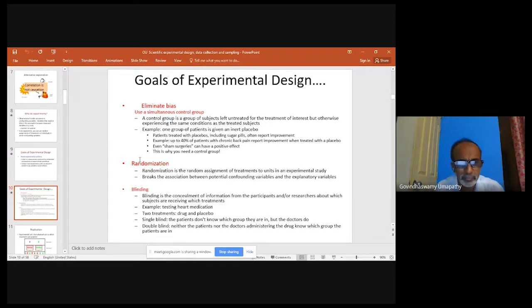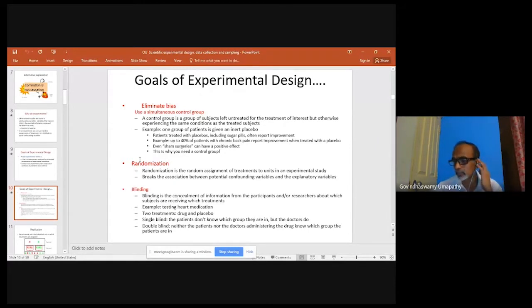For example, you are testing a heart medication with two treatments, drug and placebo. In a single-blind test, the patient doesn't know which group they are in, but the doctors do. In a double-blind test, neither the patient nor the doctors administering the drug know which group the patients are in. We need to maintain this blindness because, since I'm taking medicine, I think I'm all right. People start thinking that it itself started curing, but that should not be there.